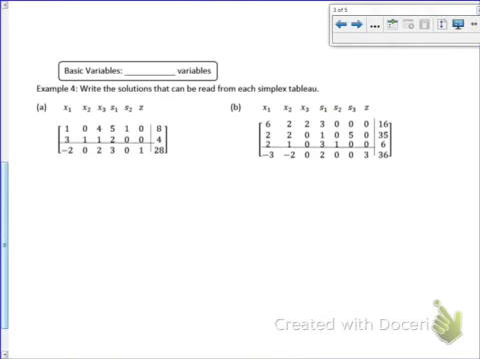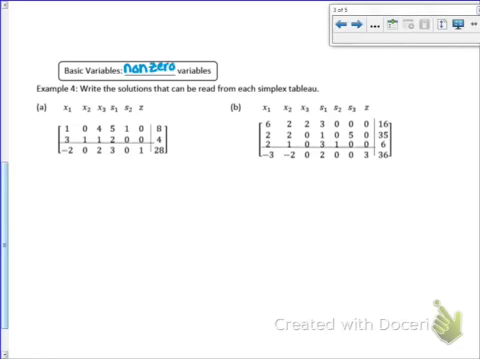The very last thing we're going to talk about today is how to read a solution. From reading the solution, we're going to use what's called basic variables, and that's all your non-zero variables.